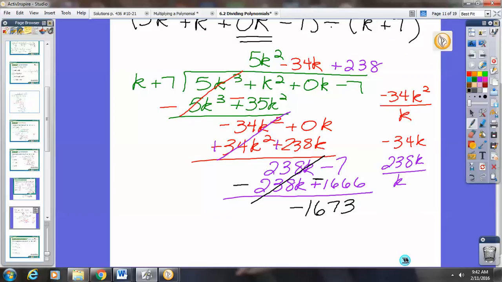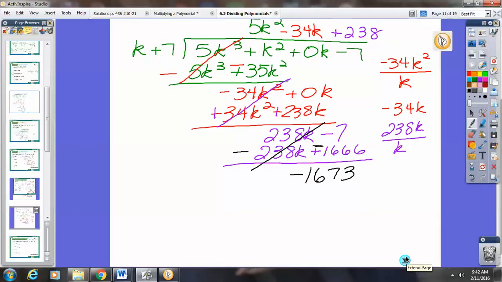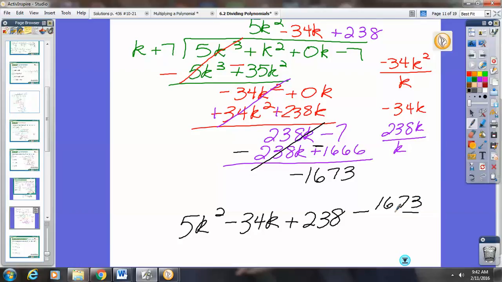Good job, Matt. I'm just going to rewrite it down here. So we have 5k squared minus 34k plus 238 minus the remainder over k plus 7. The more you practice these, the better you're going to get at them, just like anything.